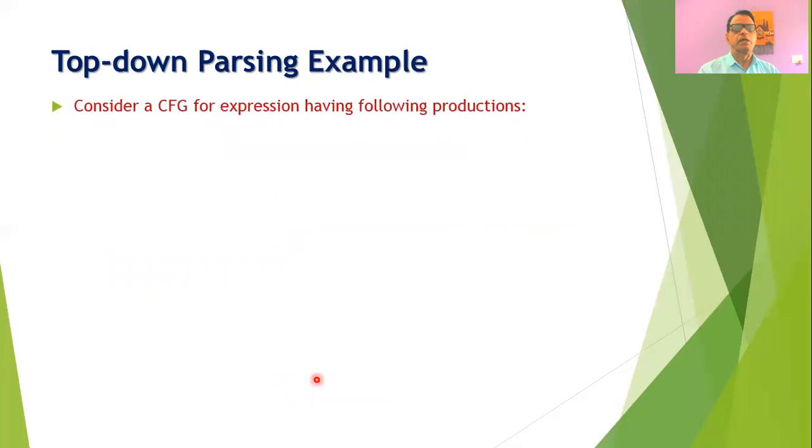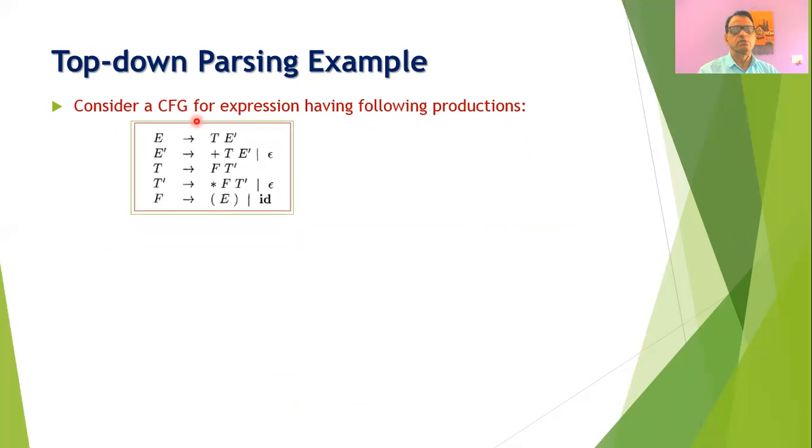Now let us see one simple example of top-down parsing. Suppose we have been given a context-free grammar for expressions having the following production rules. E is defined as TE dash, E dash is defined as plus TE dash or epsilon, T is defined as FT dash, T dash is defined as star FT dash or epsilon, F is defined as bracket of E or ID. In this grammar, E stands for the expression, T stands for the term, F stands for a factor, ID stands for identifier, and epsilon is just an empty string.